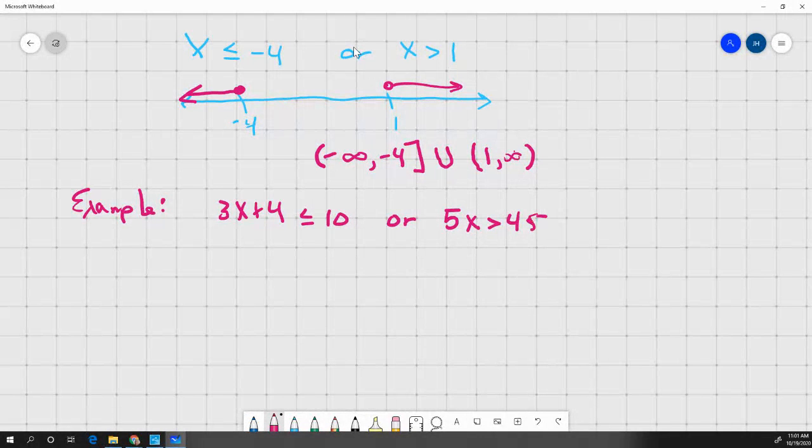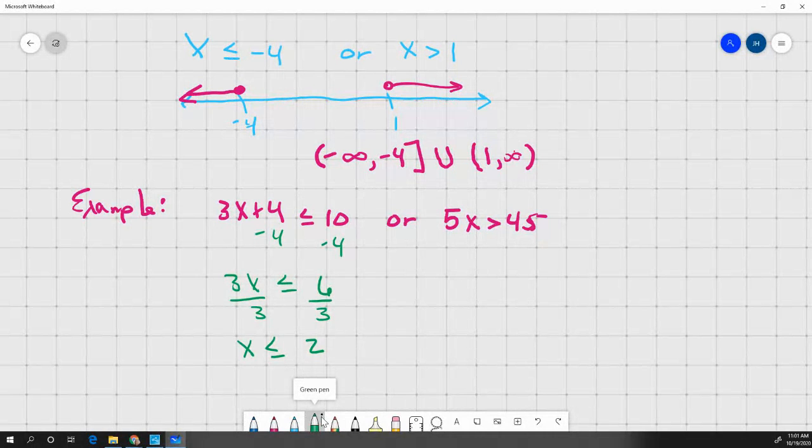So just like before when we were solving inequalities, we still have to get that x value by itself because that's what we're trying to find out what the trend is on. So I'm going to look at this and I'm going to go, well, I got to get that x by itself first. So I'm going to subtract 4 from both sides here. And I'm going to get 3x is less than or equal to 6. And then I'm going to divide out that 3. And I'm going to get x is less than or equal to 2.